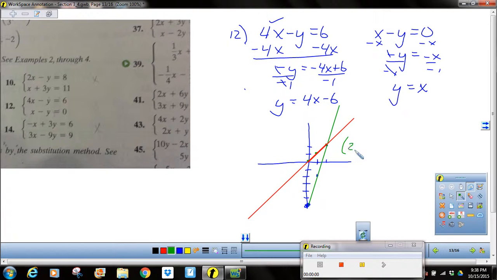As we said earlier, with graphs, it's not always dependable to know if you're actually on a grid mark or not. So if you want to check your solution, 2 minus 2 is 0, and 4 times 2 is 8, minus 2 would be 6. It works as far as plugging it back in, so it's got to be a solution.